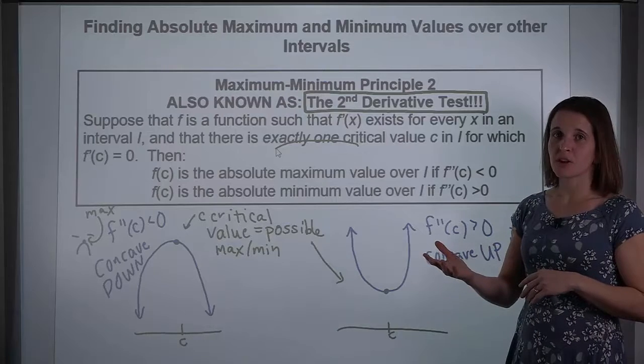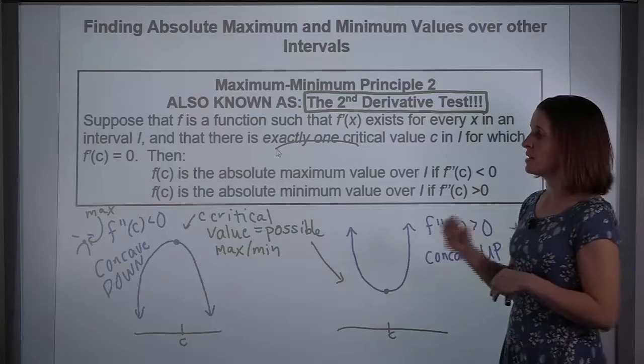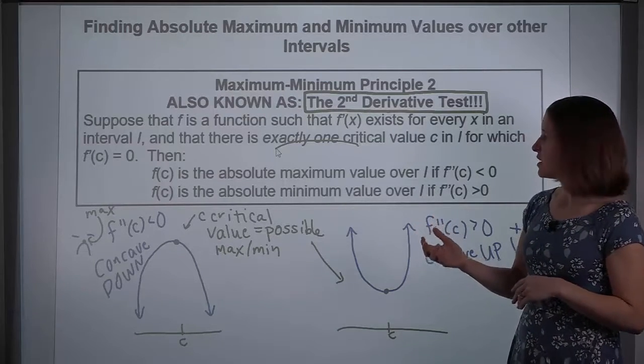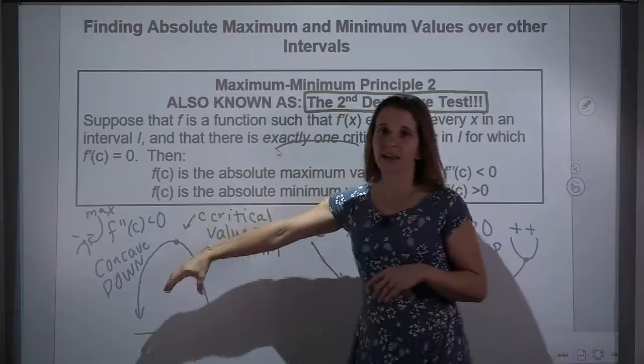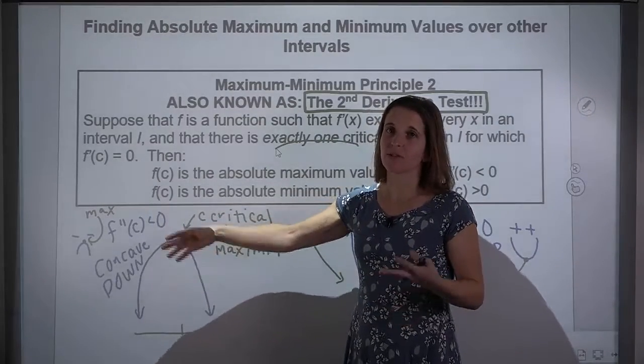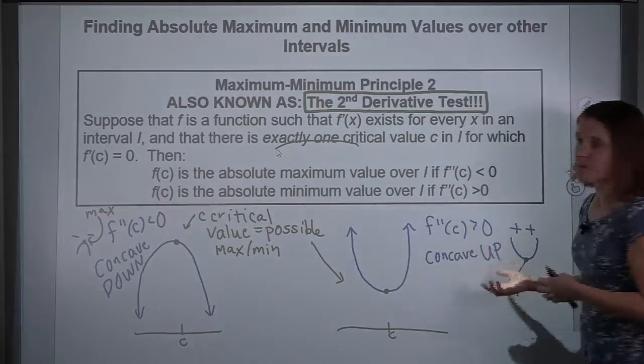To be able to talk about intervals of concavity, you already know that when the second derivative is negative, you have concave down. Now just tell me what that looks like. It looks like a max. Or when you're concave up, it looks like a min.